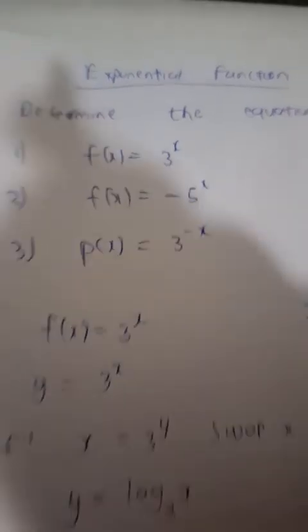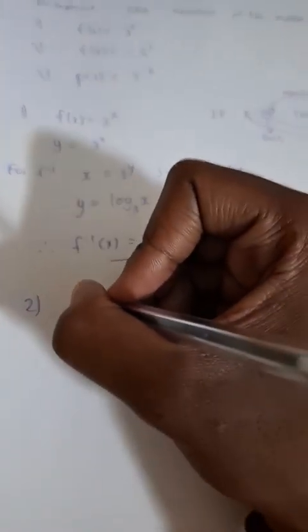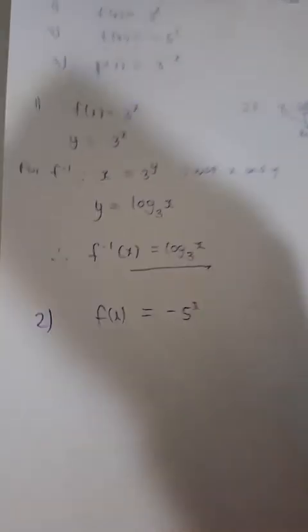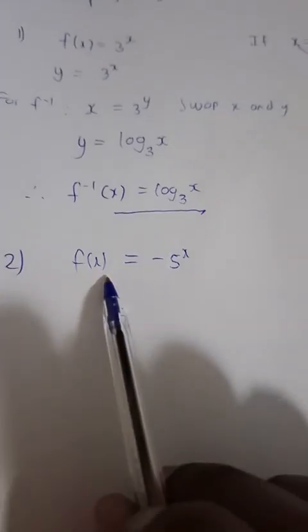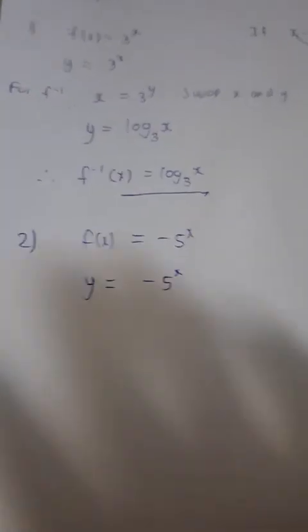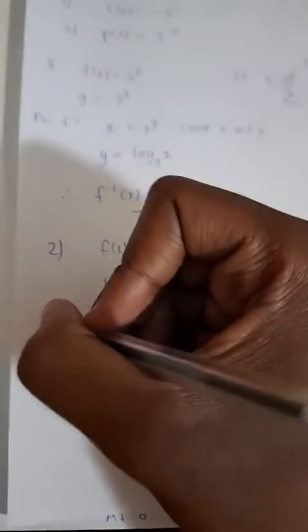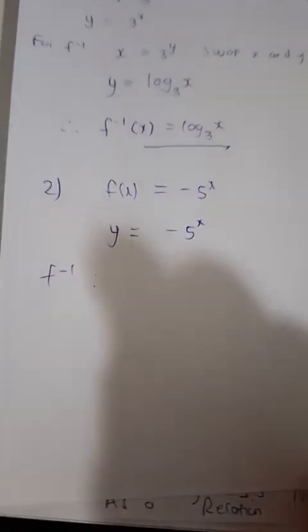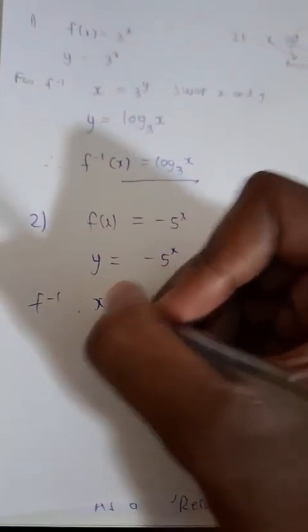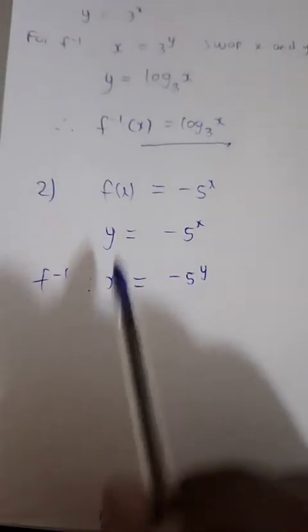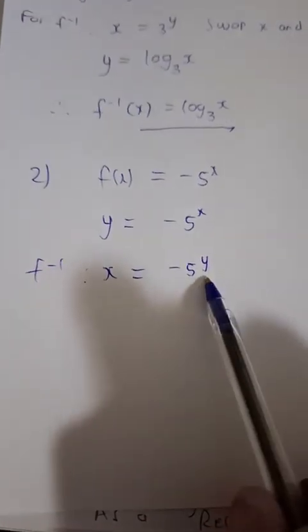f of x is equal to negative 5 to the power x. So let's look at this. We also want to express this as an inverse of the function. First and foremost, we have f of x is equal to negative 5 to the power x. We then write this in terms of y and x. Step number 1. Step number 2, for the inverse, we first swap x and y. y becomes x, x becomes y.